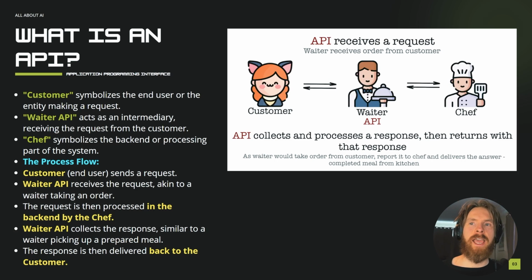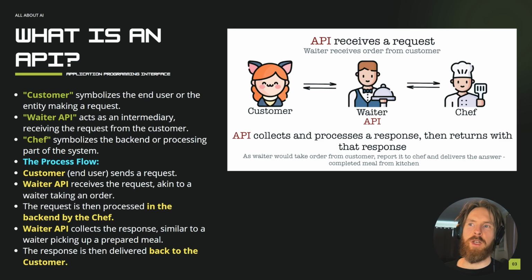So what is an API? So I put up this image here. So you can see we have the customer, we have the waiter, and we have the chef. So if we are the customer, the waiter is gonna be the API, right? It connects the customer with the chef. It goes like a middleman in between, right?